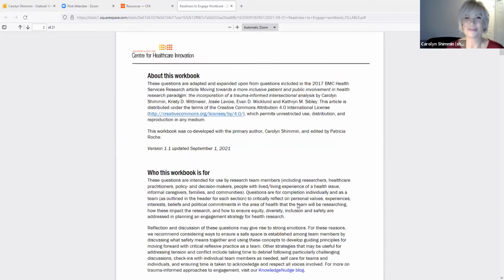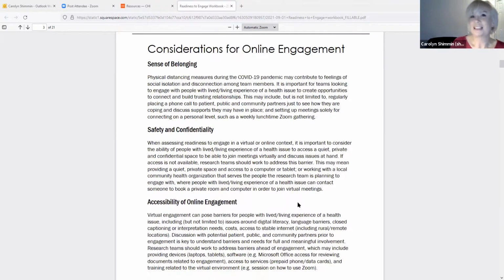So we have a little preamble here. One thing we added at the beginning that we thought was really important was some special considerations around online engagement. And a lot of this has been informed over the past year by our collaborative partnership members at CHI. So just thinking about things like sense of belonging, which is a really important one.